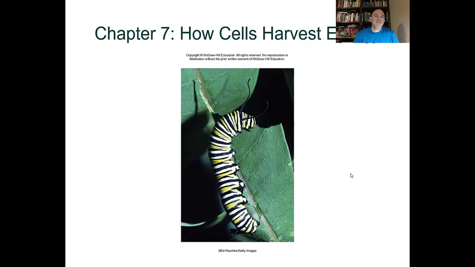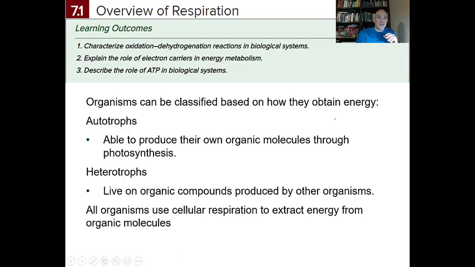So this chapter is on how cells harvest energy, and this is basically how cells are going to take an energy source, whether it's an organic molecule or inorganic, and they're going to use the energy and the bonds in those compounds to make ATP. And ATP is a universal currency that cells use to do all of the work within a cell.